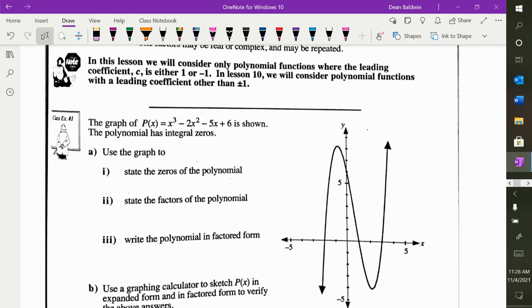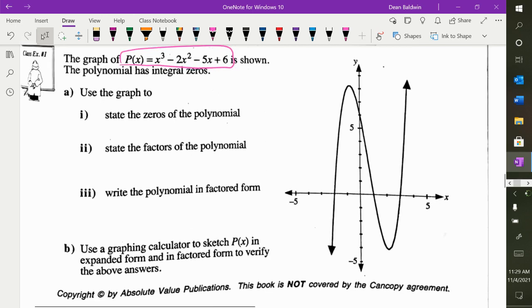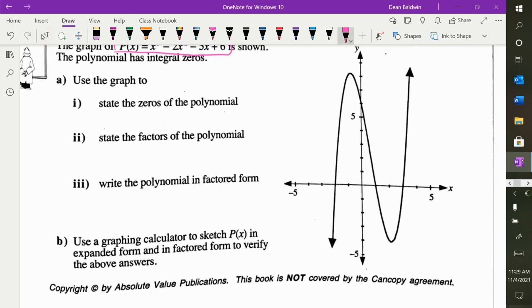If I have the graph of the function, here's my polynomial function, x cubed minus 2x squared minus 5x plus 6. There is the graph of that function. Right now, we're only going to deal with values of leading coefficients of plus minus 1. What are the zeros of this polynomial function? Plus minus 2, plus minus 3. And? Oh, no. The zeros, like the x-intercepts.